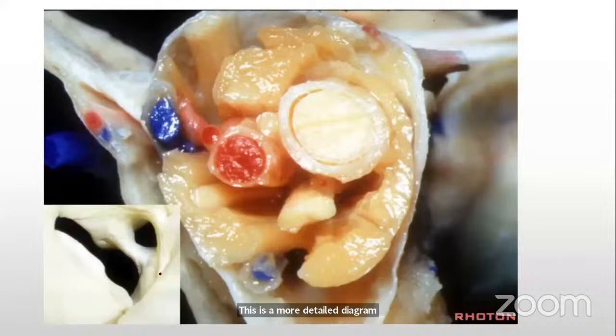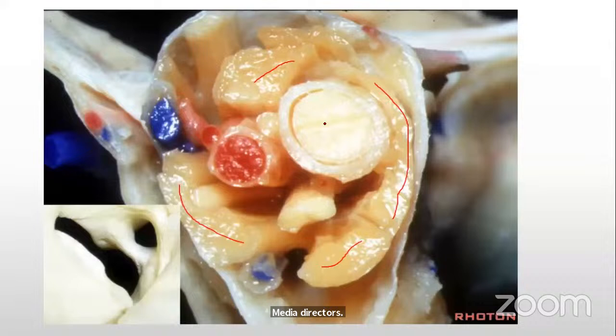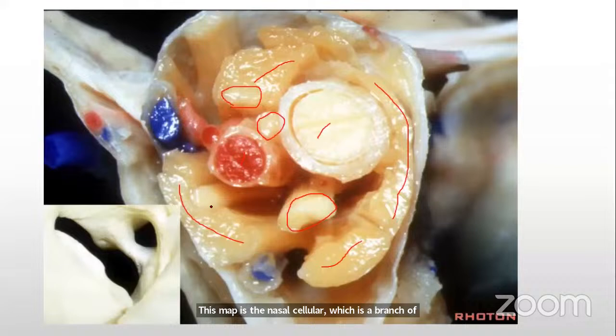We are looking at this structure, at this level, and this entire tendinous ring is the annulus of Zinn. This is the superior rectus, medial rectus, inferior rectus, and lateral rectus. This is the optic nerve, the ophthalmic artery, and this structure is the superior division of the oculomotor nerve. This is the inferior division of the oculomotor nerve. This nerve is the nasociliary nerve, which is a branch of the ophthalmic division of the trigeminal nerve. And this nerve, obviously, which is going to the lateral rectus, is the abducens nerve.